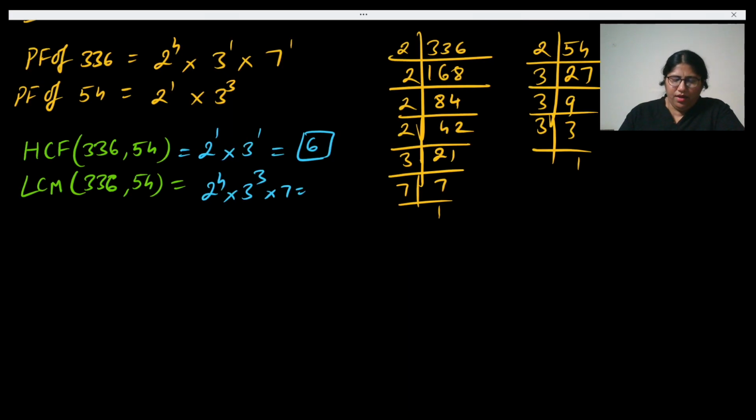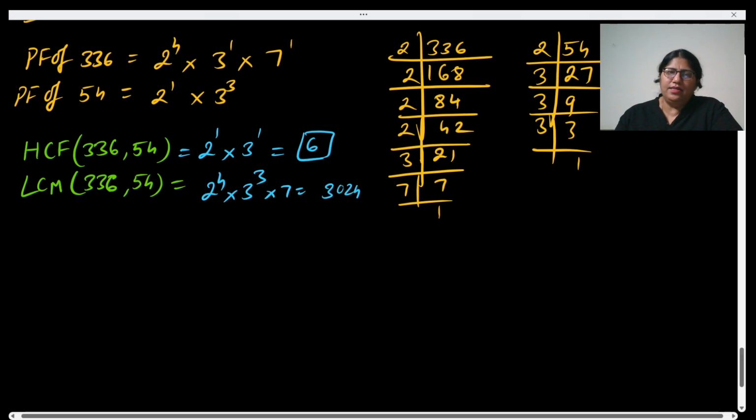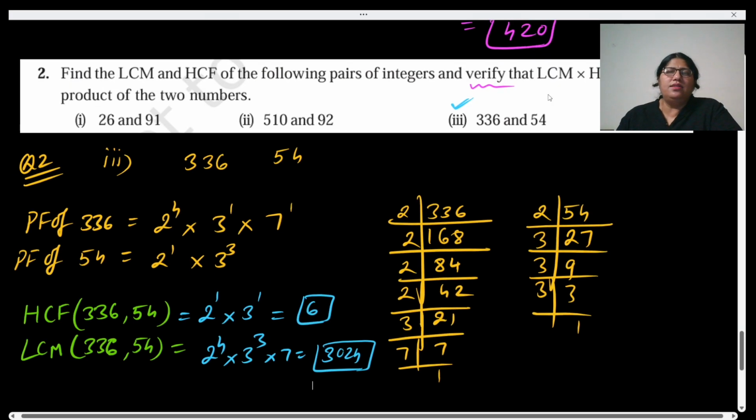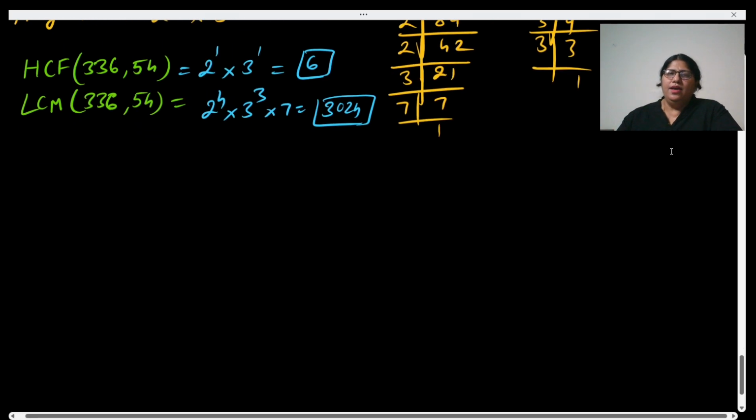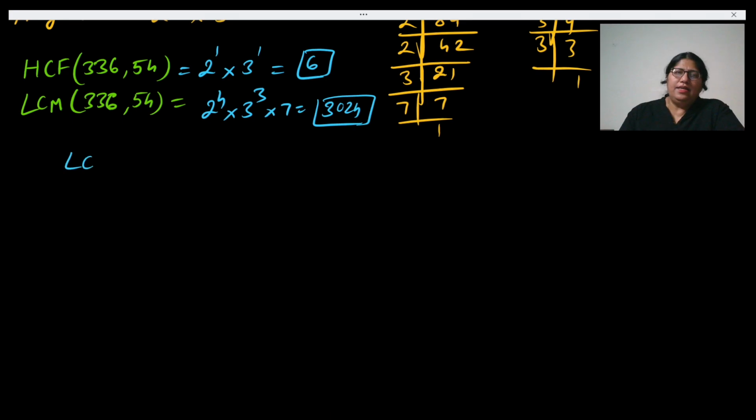And if you take the product, it's 16 times 27 times 7, you will get it as 3024. That is going to be the LCM of these two numbers. Now it's written here, verify the relationship between HCF and LCM, which is, take that LCM into HCF is the product of two numbers, we need to verify. So you can take it here, LCM times HCF is equal to the product of two numbers.